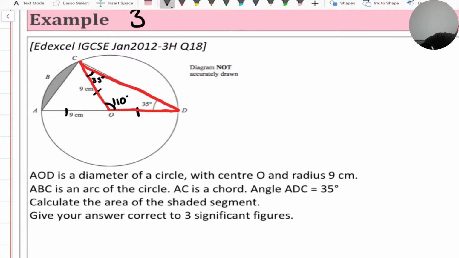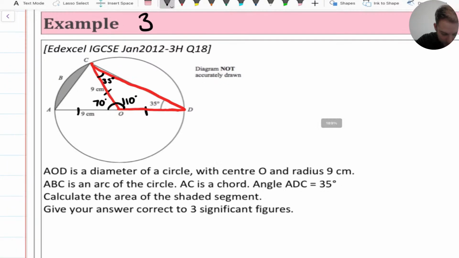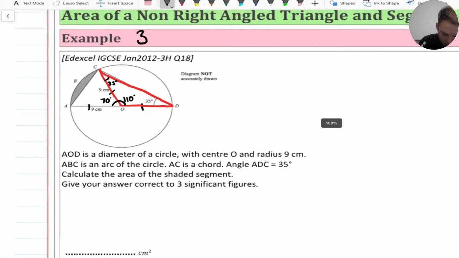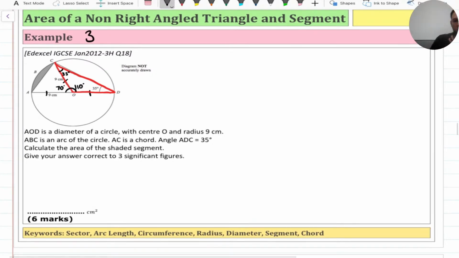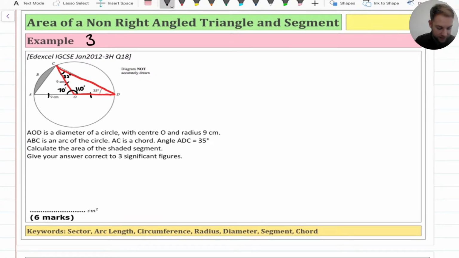This on the left is angles on a straight line, so this here is equal to 70. And then you've got that angle in the middle. So we've used everything we know to find out what that angle on the left-hand side is. And then you just do exactly the same as you would normally. Now notice this is 6 marks. There's an extra 2 marks for that little part there.